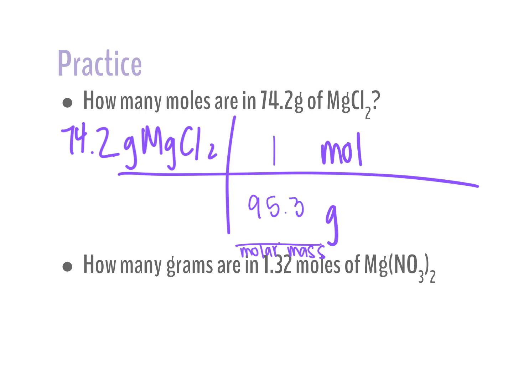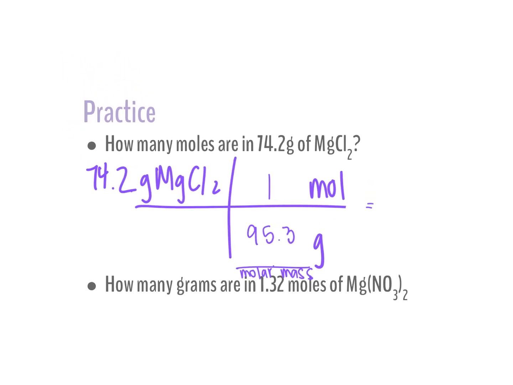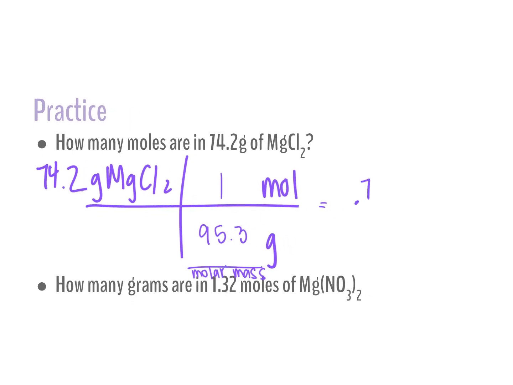I got roughly that for my molar mass. I don't know if that's similar to what you had, hopefully. Chlorine, I keep it at 35.5. So with 2 of them, I know it's 71. And then my process is multiply across the whole top, divide by the whole bottom. So 74.2 divided by my molar mass gives me 0.779 moles of MgCl2. I chose to round there.